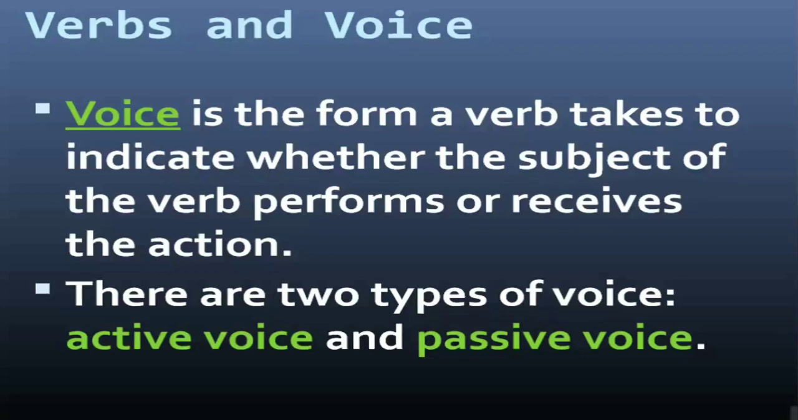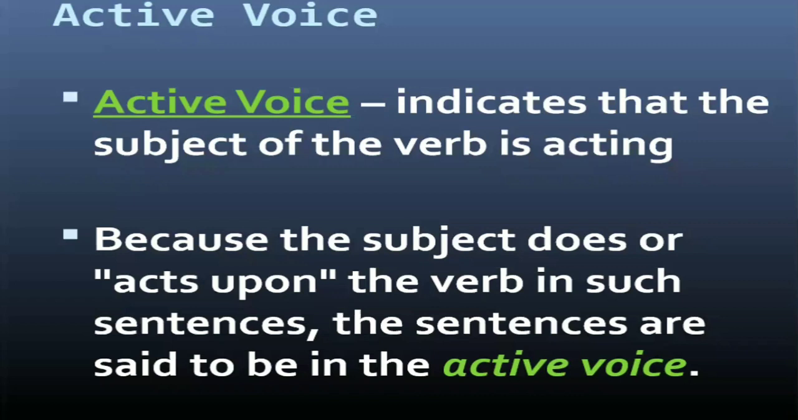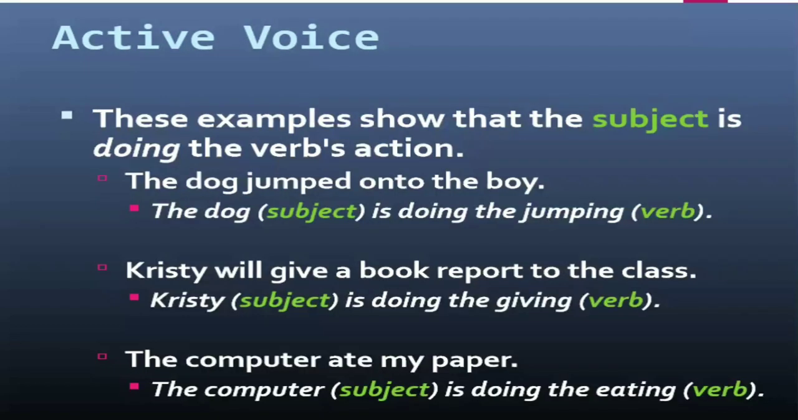Voice indicates whether the subject of your sentence is performing the action or receiving the action. There are two types of voice, active voice and passive voice. So active voice indicates that the subject of the sentence is performing the action, is doing the action. So what does that mean? Let's see from several examples.